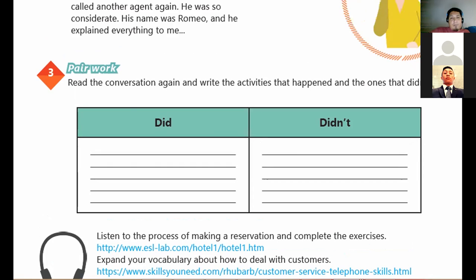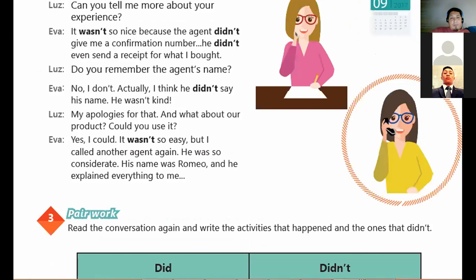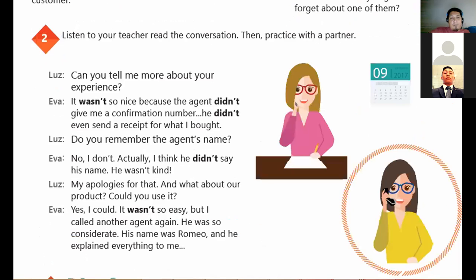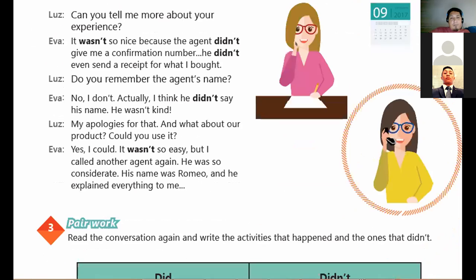I'm going to read it for you again. And it says like this. Can you tell me more about your experience? It wasn't so nice because the agent didn't give me a confirmation number. He didn't even send a receipt for what I bought. Do you remember the agent's name? No, I don't actually. I think he didn't say his name. He wasn't kind. My apologies for that.